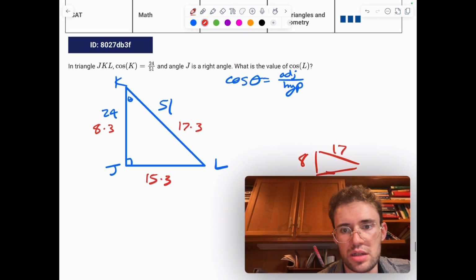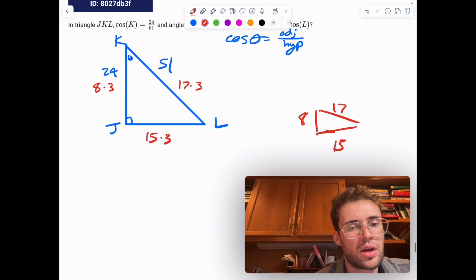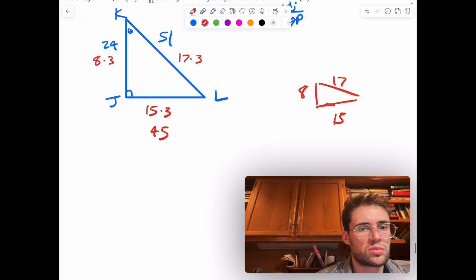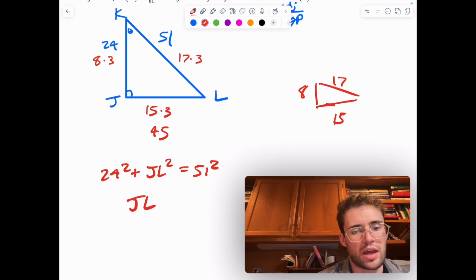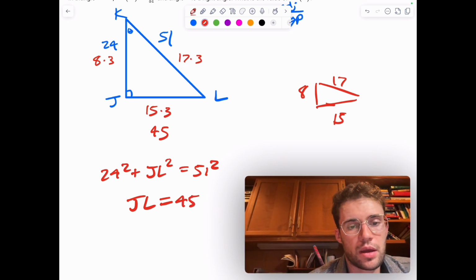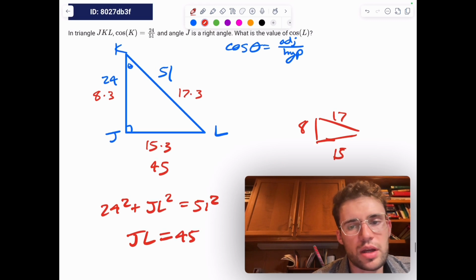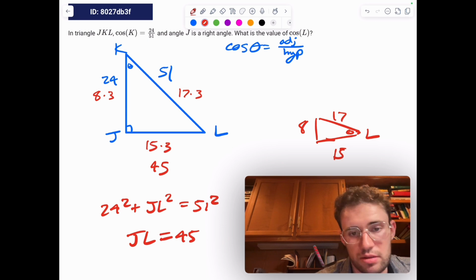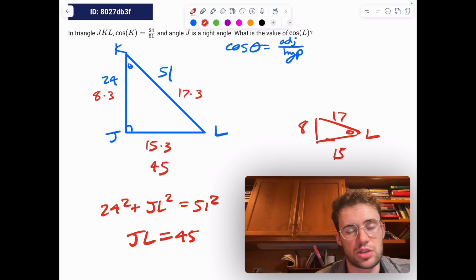Are they just asking what's the... Oh, they want the value. So with that, that would mean that this side is going to be 45. You could also do 24 squared plus JL squared equals 51 squared, and you'll end up with the same thing, that JL equals 45. It'll be JL squared equals 45 squared, whatever. But once we have that this is 45, or you could even know it's 8, 15, 17. So L corresponds to this angle over here. That's the ratio of the sides, 8, 15, 17. They're all scaled up by 3, so the 3's would cancel out.